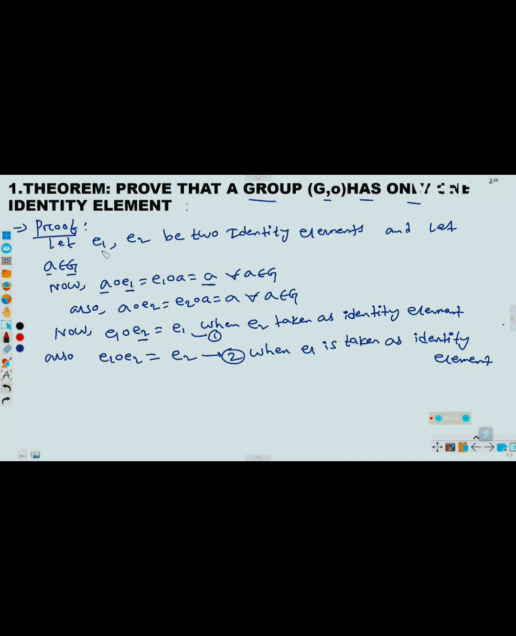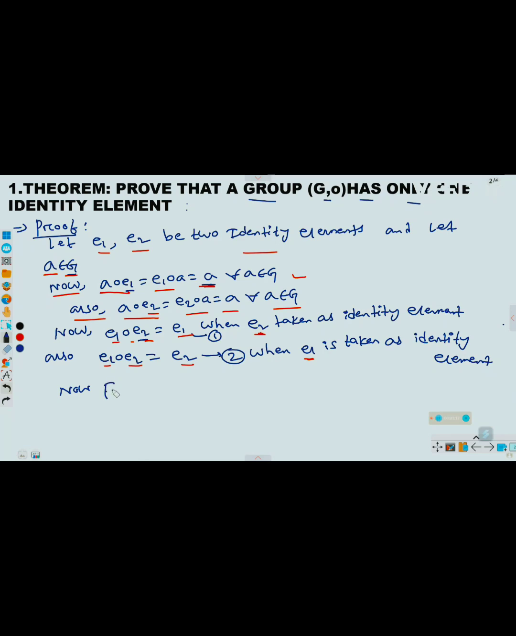So this is very obvious. We have taken E1 and E2 to be two identity elements of the group, and we have also taken A belongs to the group. That is, A is an element of the group. Now we have also said that A compose E1 is equal to E1 compose A, which should be equal to A. This is the basic property of the identity element. And since E2 is also an identity element, A compose E2 equal to E2 compose A equal to A for all A belongs to G. We have also said that E1 compose E2 is equal to E1 when we treat E2 as the identity element. Also E1 compose E2 is equal to E2 when we treat E1 as the identity element. Okay. Now from 1 and 2, what can we say?